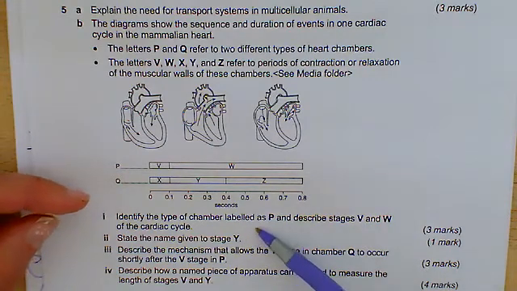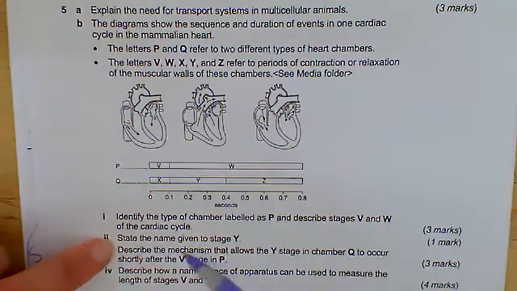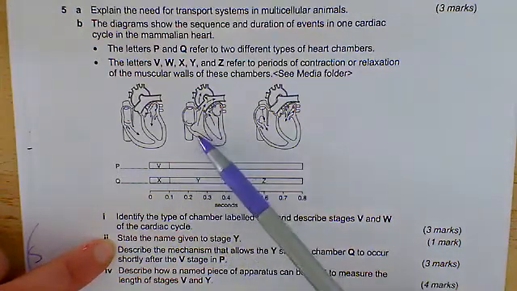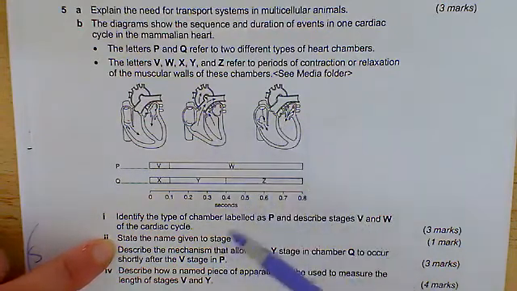And it says, for the second question, part 2, state the name given to stage Y. So if we have a look at stage Y here, referring to the diagram above, they're both contracted, those ventricles, so it must be ventricular systole.